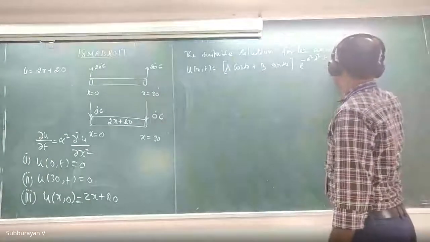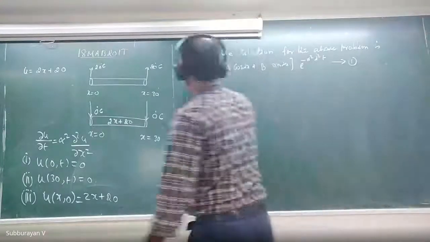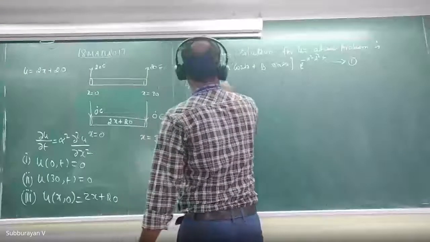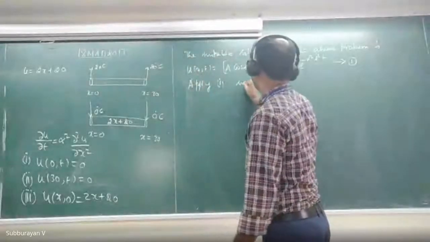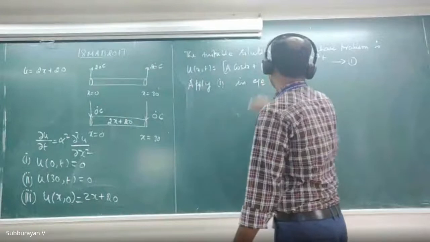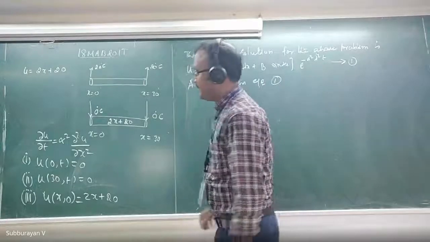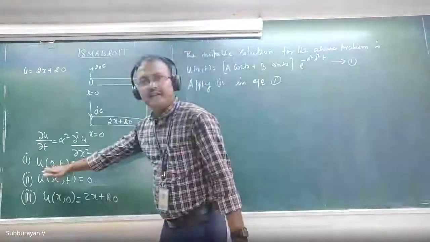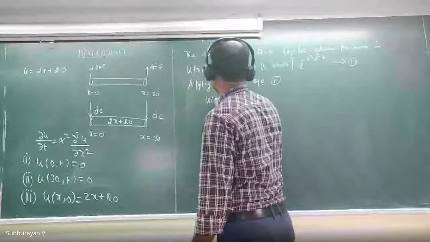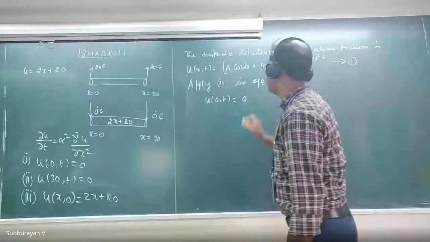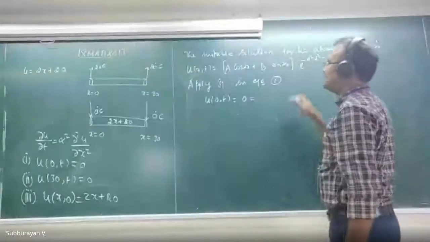Now I call this equation number 1. Now apply condition 1 in equation number 1. Wherever x is there, you should put x equal to 0 in equation number 1. Therefore, u of 0 comma t is equal to 0, but wherever x is there, you just put x equal to 0.